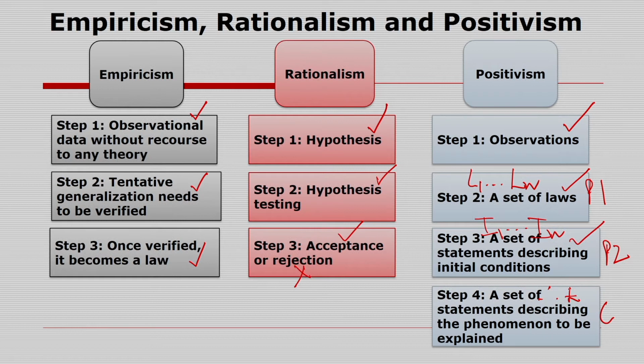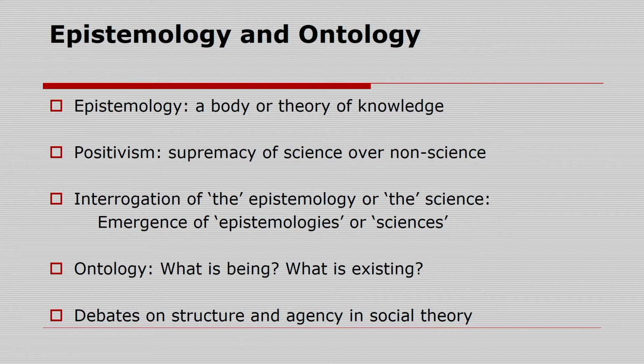Then a set of laws, a set of statements describing the initial conditions, and a set of statements describing the phenomenon to be explained. I mean, from observations, laws, initial conditions and explanation. This is how we try to compare and contrast empiricism, rationalism and positivism. Now, we will discuss epistemology and ontology.